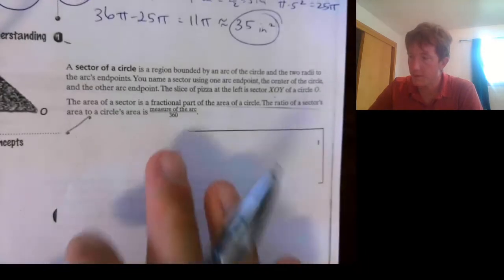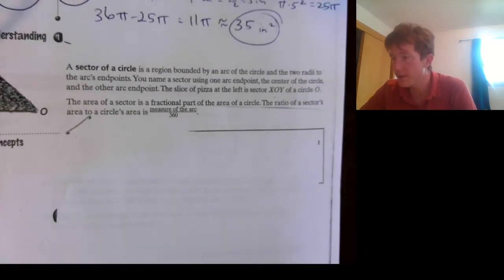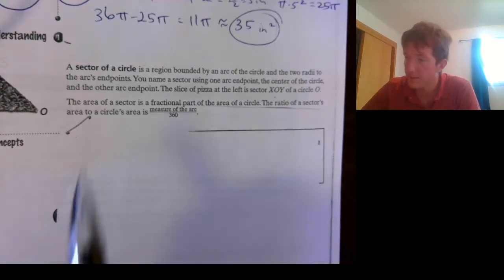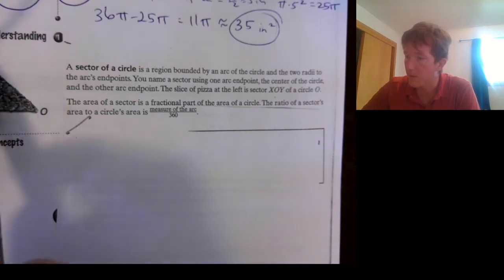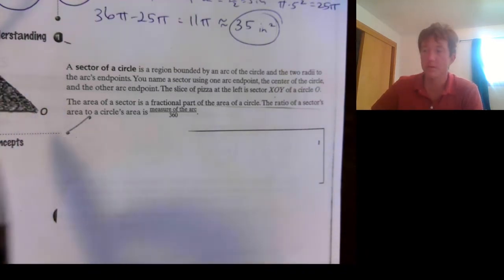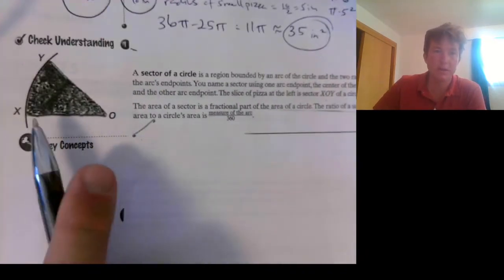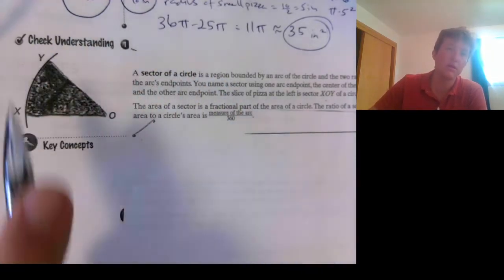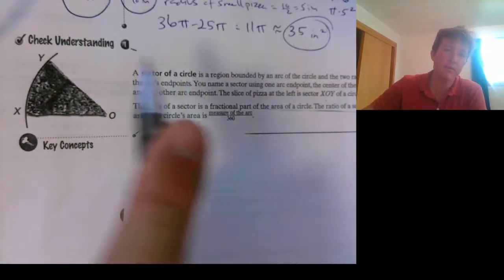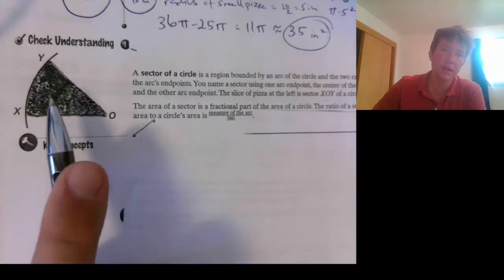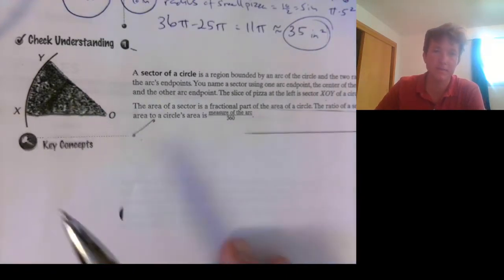Alright, so the sector of a circle is a region bounded by an arc of the circle and the two radii to the arc's endpoints. You name a sector using one arc endpoint, the center of the circle, and the other arc endpoint. The slice of the pizza at the left has a sector XOY of a circle O. So imagine this is your slice. The whole thing is the whole pizza. It's not drawn. This slice is just a sector of that pizza.